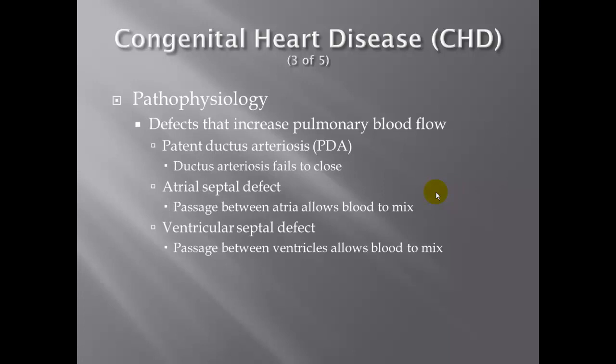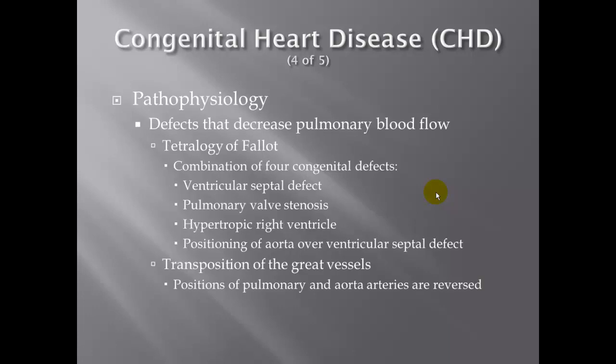Defects that would increase pulmonary blood flow are a patent ductus arteriosus, where the ductus arteriosus fails to close; an atrial septal defect, where a passage between the atria allows the blood to mix; and a ventricular septal defect, where a passage between the ventricles allows the blood to mix. All of these allow for the mixture of oxygenated and deoxygenated blood.